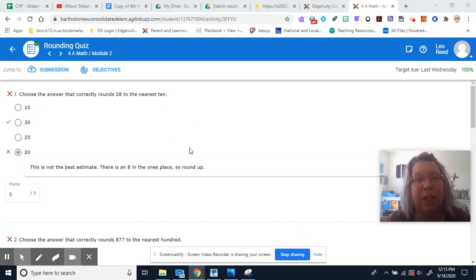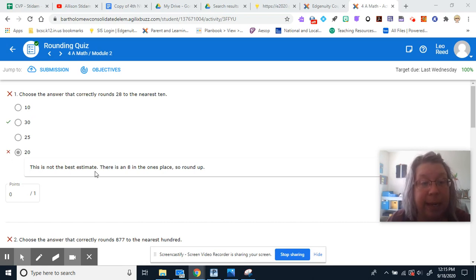So I went through and I took this and I purposely missed some of them so that I could show you what this looks like. This is just a math quiz. You'll see this red X right here tells me I got that one wrong. Here's what I picked. You'll see that this is selected. This was my answer that I picked. There's a red X next to it saying that was the incorrect answer, and it tells me why.